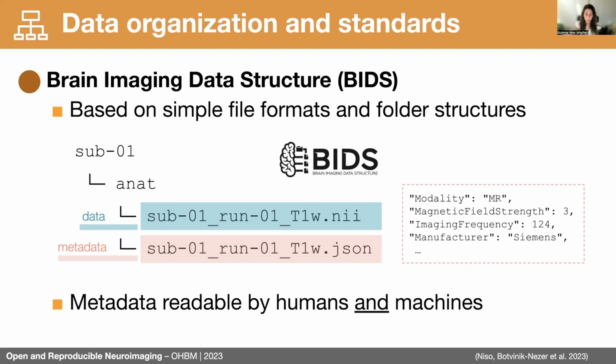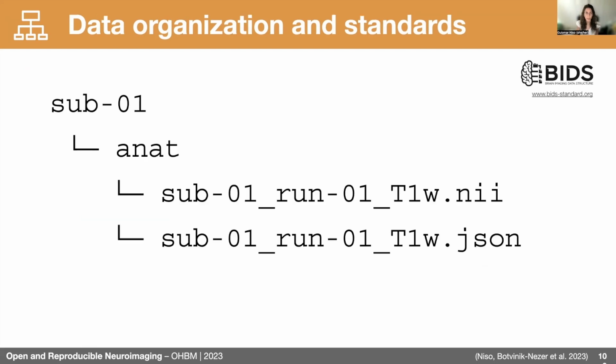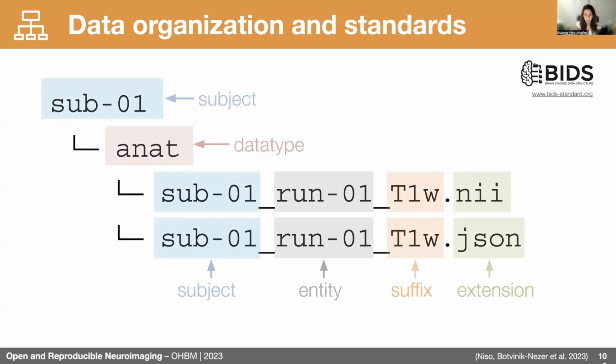What's important about these JSON files that store all the metadata is that they are readable by both humans and machines, making things super easy. This is the BIDS naming convention. It starts with the subject, then the data type. All the files are named following subject, entity, suffix, and extension.